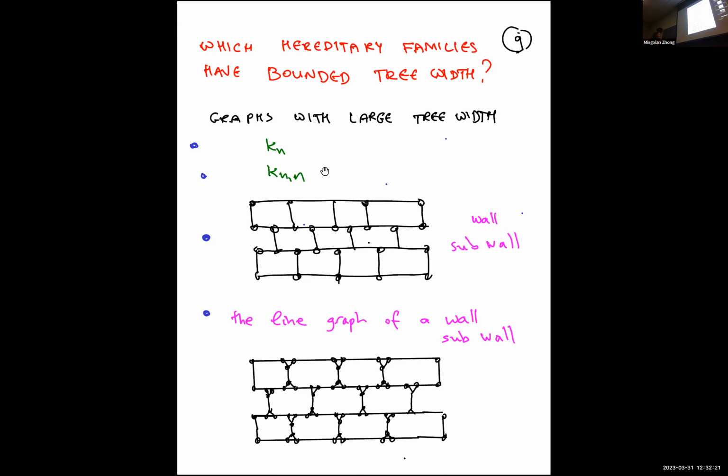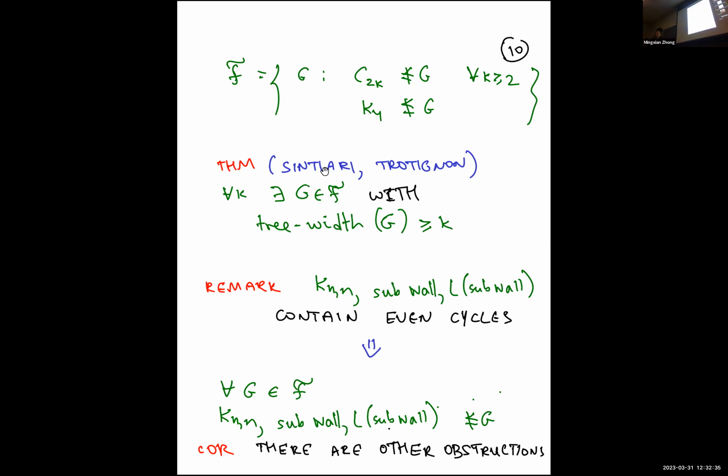So one might hope that this is a complete set of obstructions for induced subgraphs. You have to explore this because it's different for induced subgraphs and for minors, but you might hope that this is enough. But it turns out it's very far from being enough. In 2019, Sintiari and Trotignon came up with an example of a family of large treewidth.